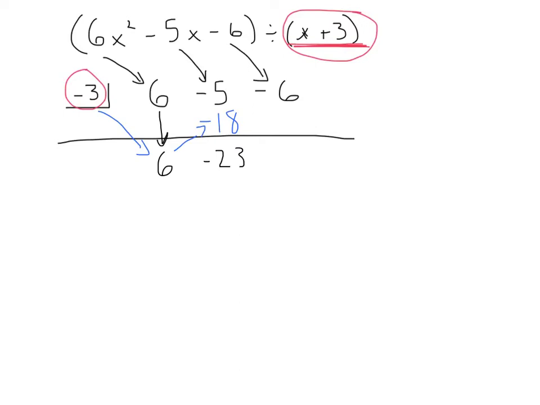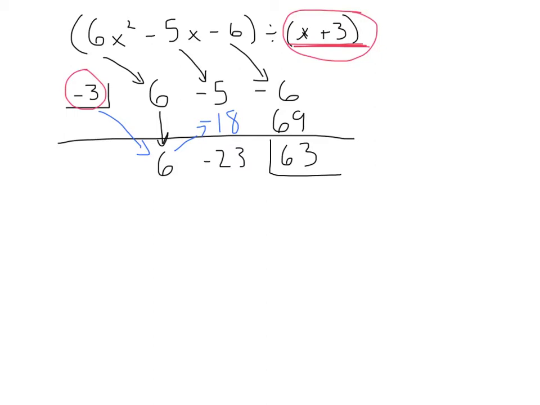And then again we're going to multiply negative 3 times negative 23. We'll get positive 69. And we're going to add and get 63. And this 63 will be our remainder. So just as with polynomial long division, if you've done this, you've done all of the hard work, but you still need to tell me what your answer is.